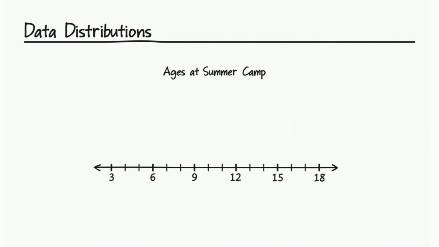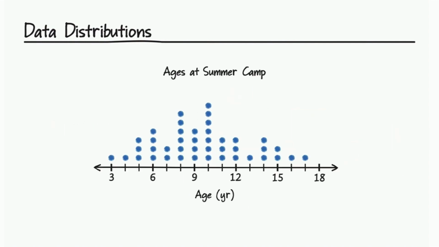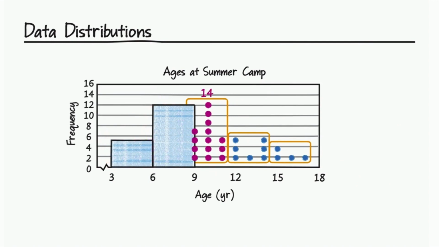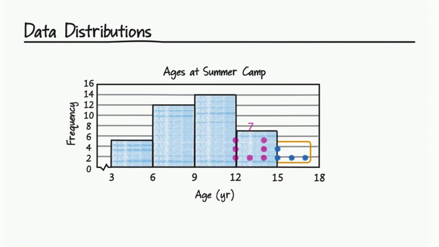Students also learn to display data in a histogram by grouping the values into equal-sized intervals and then using a bar to show the frequency for each interval. They see that for some sets of data, especially large sets, a histogram is a good way to visualize the overall shape of the distribution.